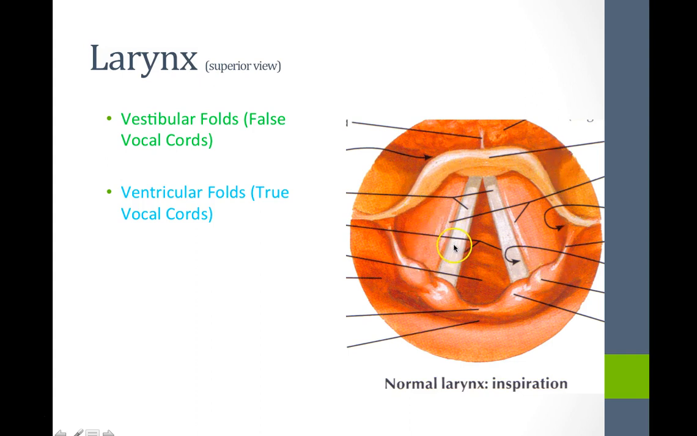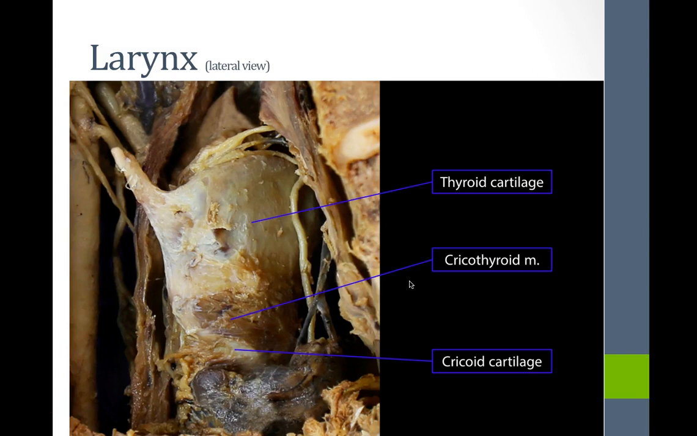So now if we look inferior to that, what you will see is your vestibular folds. And notice how these are a bit more lateral than the more inferior true vocal cords or ventricular folds. Now these true cords are for vocalization. Your false vocal cords, even though they don't help with vocalization, they help to create intrathoracic or intra-abdominal pressure.